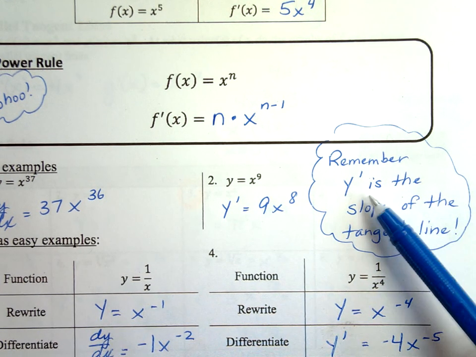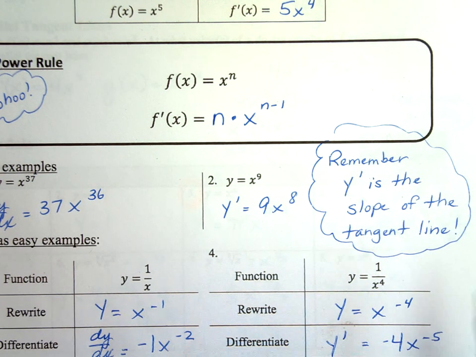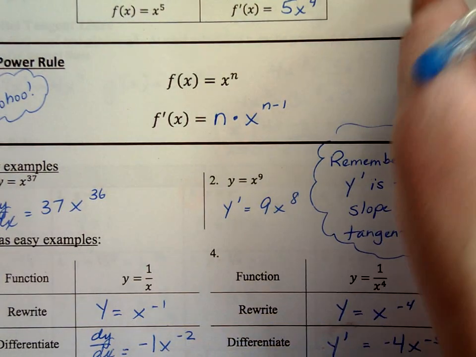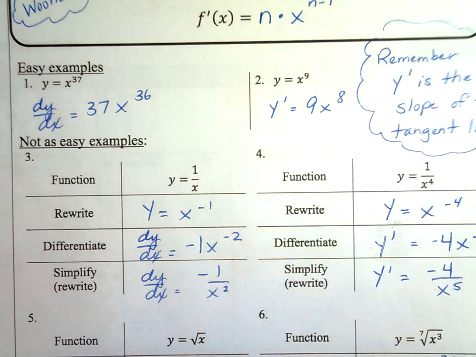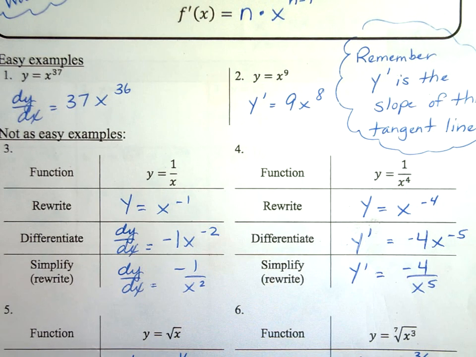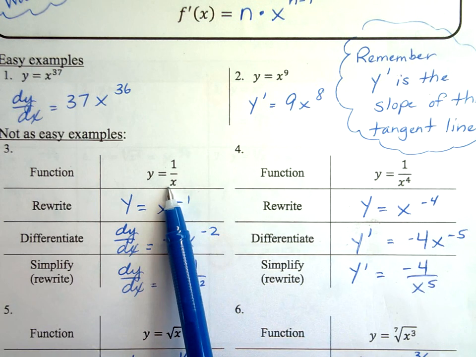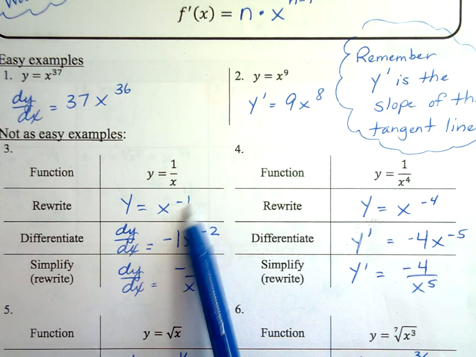So remember that when you're finding the derivative, it's the same thing as finding the slope of the tangent line. Sometimes in order to use the power rule, which is so wonderful, you have to manipulate the function first to set it up so it is a power, so you can apply the power rule. So in other words, 1 over x is the same thing as x to the negative 1.